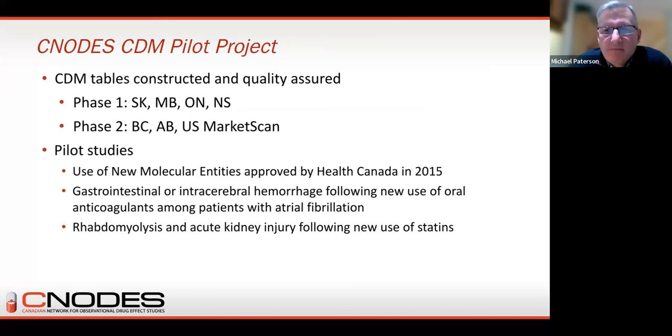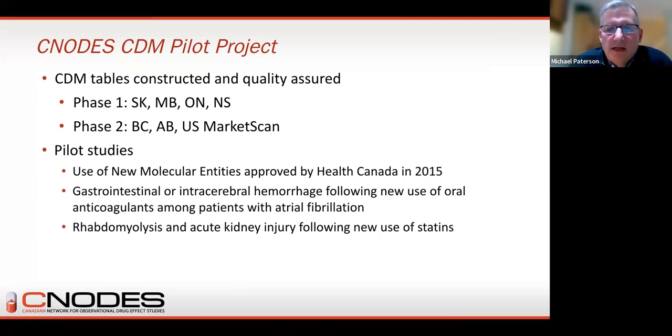So one of the things that came up in the process of the interim evaluation of our initial CNODES grant was the recommendation that we look for opportunities to improve efficiency. And as Robert said, one of the key advantages of a common data model is timeliness, efficiency, reduced risk for error. So as a result, we sought additional funding to develop the common data model tables across the CNODES sites that Robert described, initially in phase 1 in Saskatchewan, Manitoba, Ontario, and Nova Scotia.